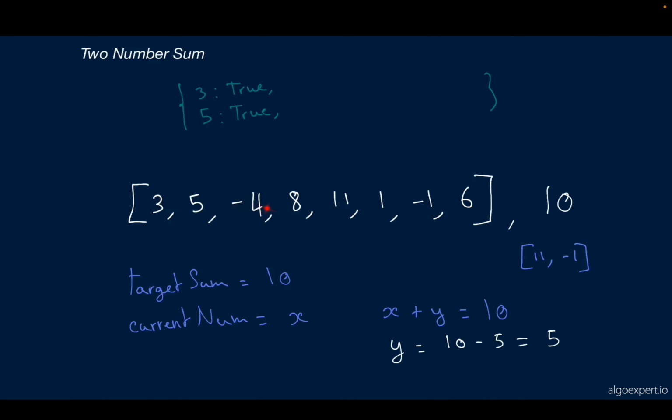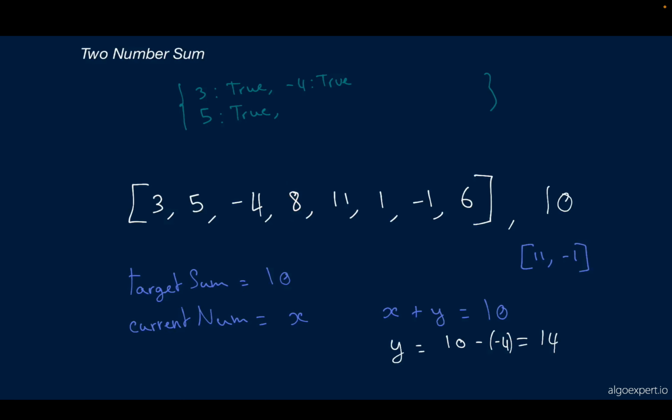Then we move on to the number negative 4, and we solve for y. So 10 minus negative 4 is going to be equal to 14. Is 14 in our hash table? No, it's not. So we just store negative 4 to be true in our hash table.